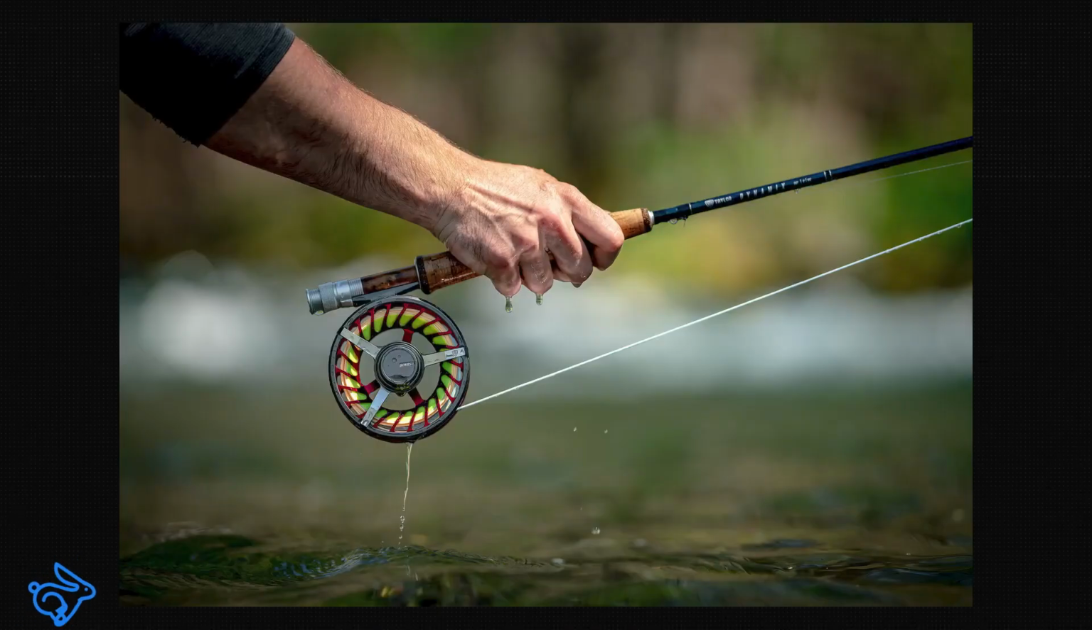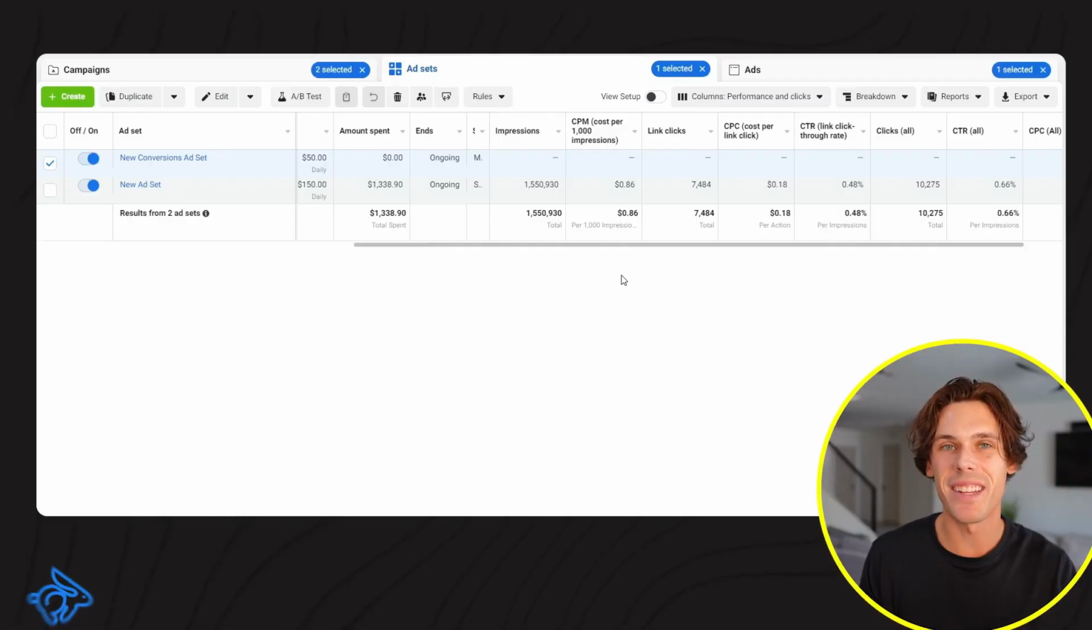Or another example is if you're selling a fly fishing rod, there's only so many people in the world that are interested in that specific sport. Therefore, your CPMs would actually cost more, your cost per link click would probably cost more, but your conversion rate might be really high and you'd still be profitable. So I wouldn't pay too much attention to what your CPMs are. Or in comparison, if you're selling a skincare product, which a lot of people are interested in, your CPMs are probably going to be lower.